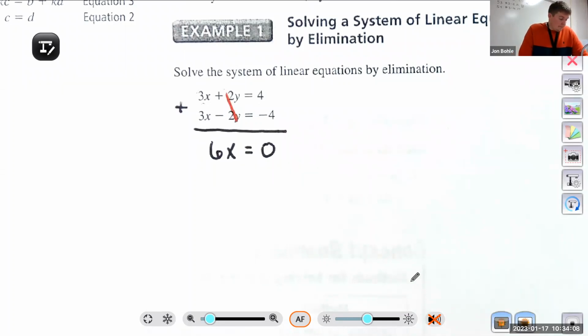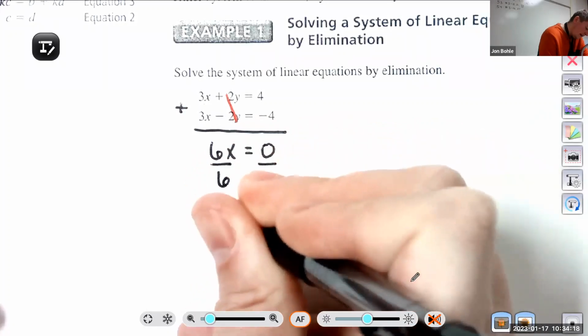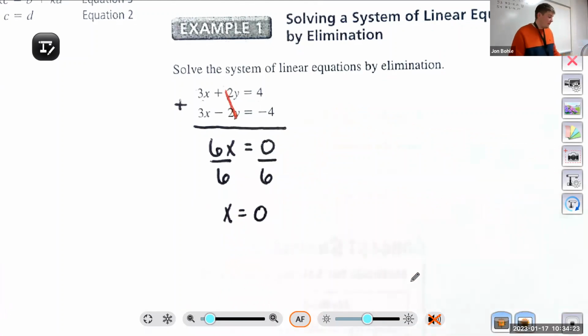Okay, how do I solve for x? Divide by 6. I'm going to divide by 6 on both sides. x is equal to 0 divided by 6, which is 0. Okay, any questions about that? What do I still need to find now? I still need to find y. And how can I find y? I can plug the 0 in for the x's.